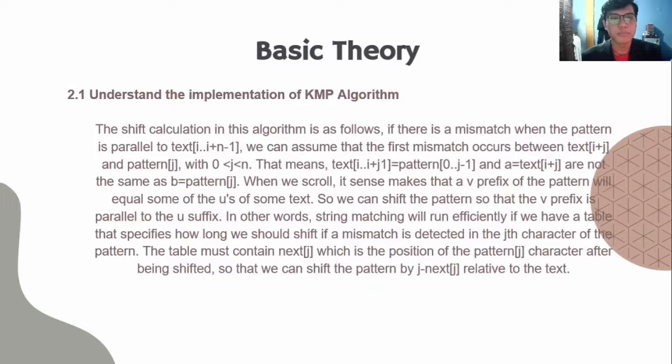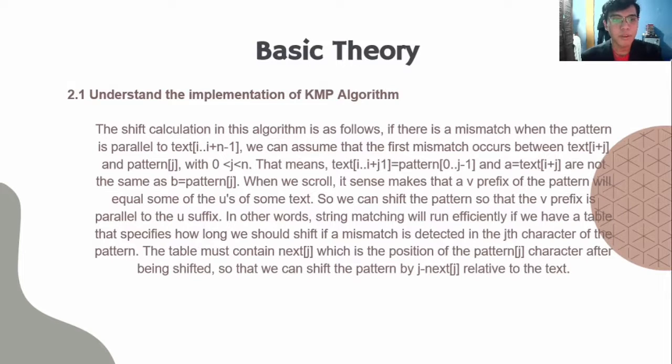If there is a mismatch when the pattern is parallel to text at i plus n minus 1, we can assume that the first mismatch occurs between text[i+g] and pattern[g], with 0 < g < n. That means text[i+g-1] equals pattern[g-1], and text[i+g] is not the same as pattern[g].